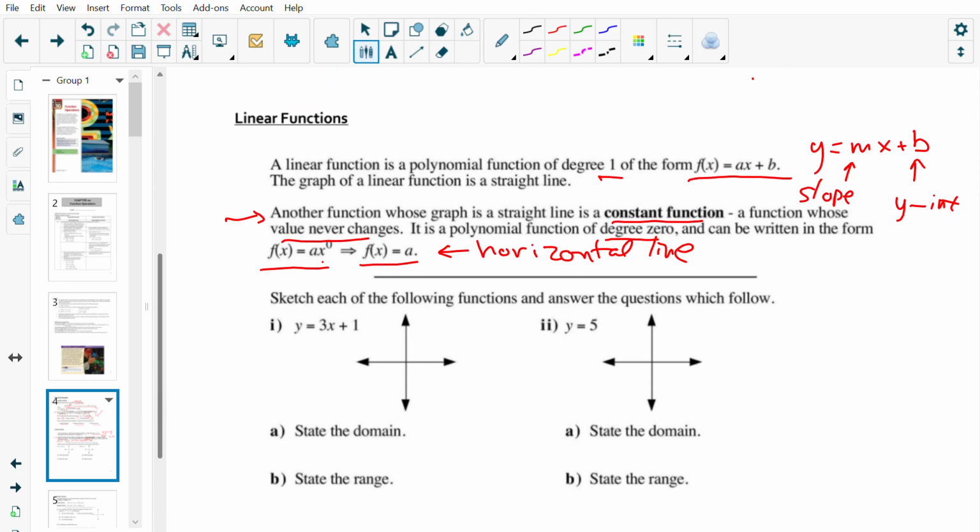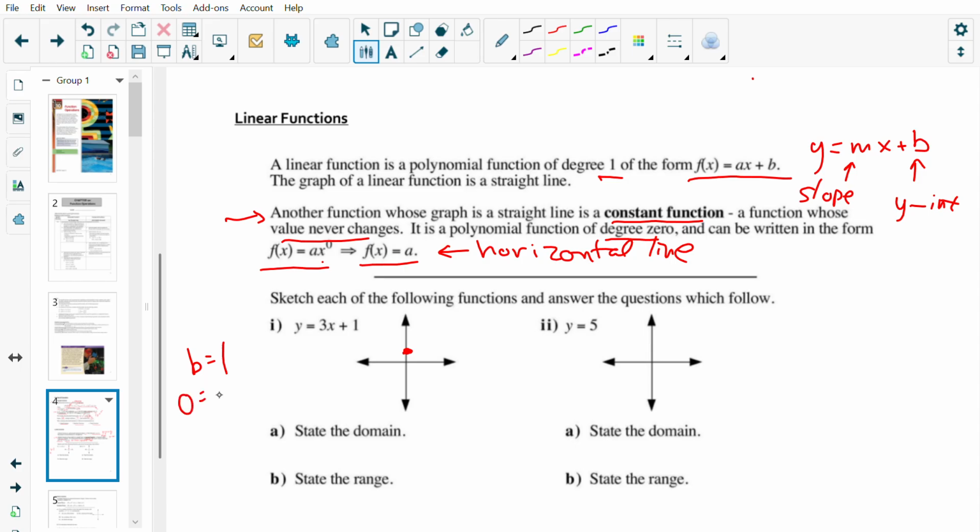All right, let's sketch a couple of these examples here. Sketch each of the following. Number 1, y equals 3x plus 1. So b equals 1, that would be a y-intercept, so roughly there. And when y equals 0, you're going to get x equals negative 1/3.